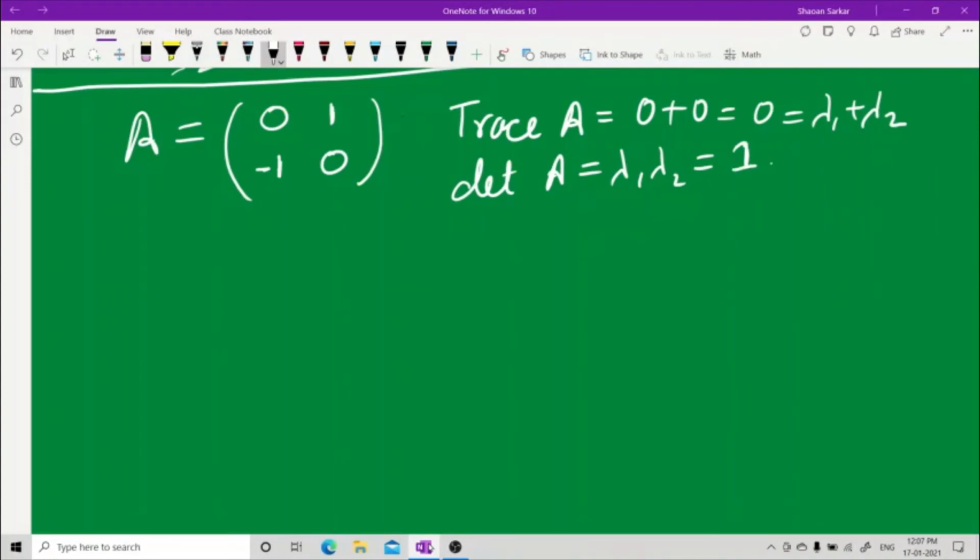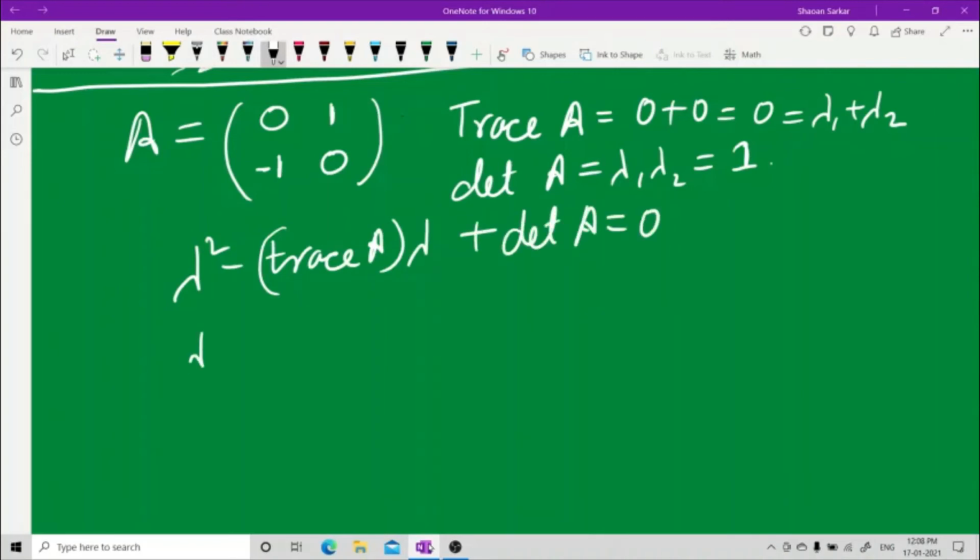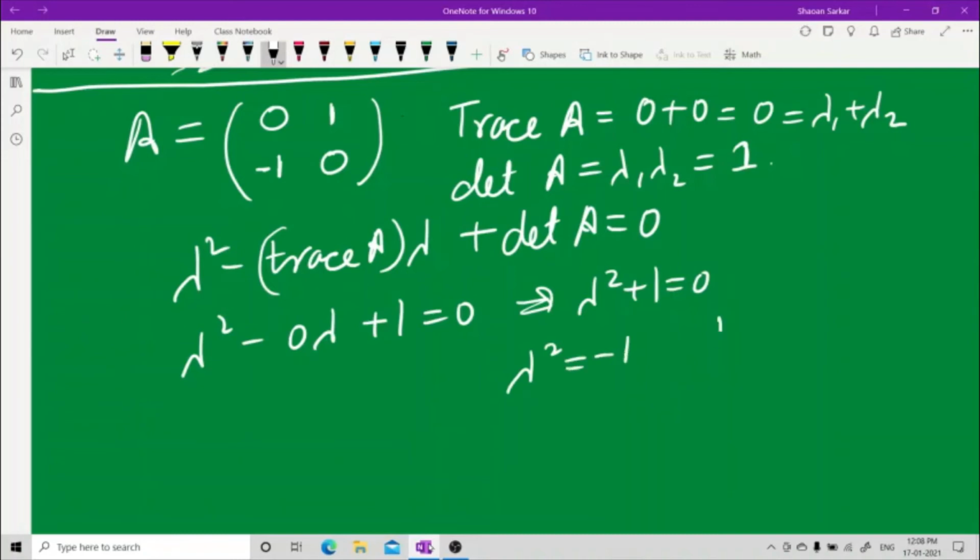Now, in rough, you know the formula: lambda square minus trace A into lambda plus determinant A is equal to 0. So lambda square minus 0 lambda plus 1 equal to 0. This will give me lambda square plus 1 equal to 0. So lambda square is going to become minus 1. Lambda is going to become the square root of minus 1. That means lambda is equal to iota and minus iota.